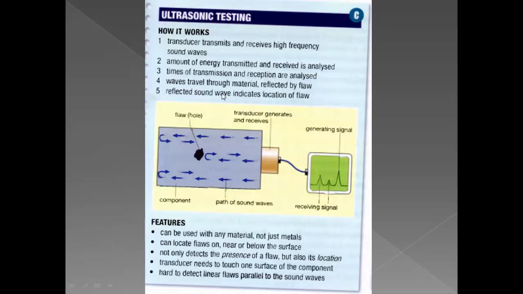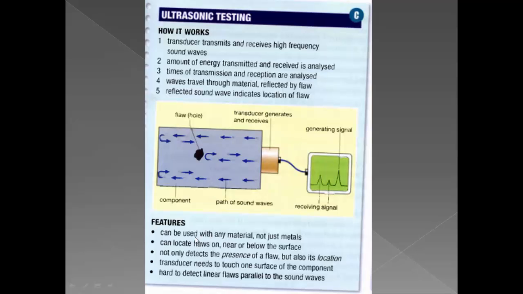Sound is sent, then the times of transmission and reception are analyzed. The wave travels through the material and is reflected by the flaw. So the flaw is here, reflected by the signal and turning back. So you can see the circulation of the sound. The reflected sound wave indicates the location of the flaw.